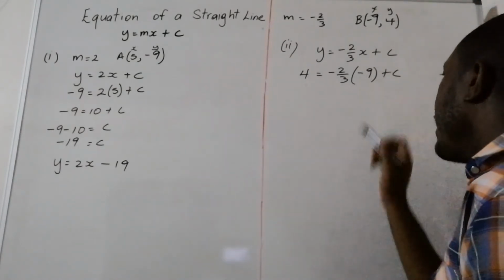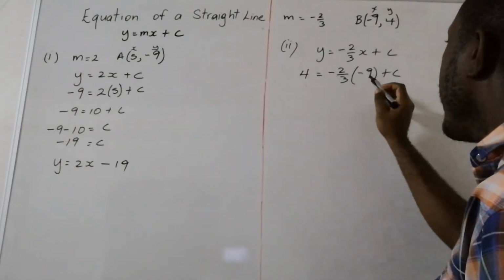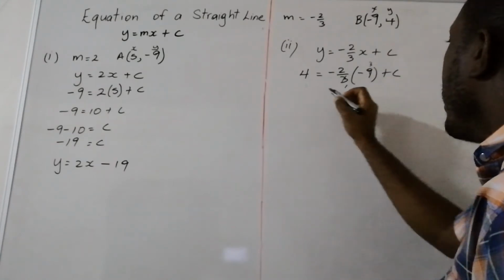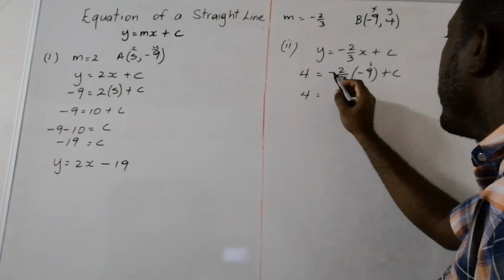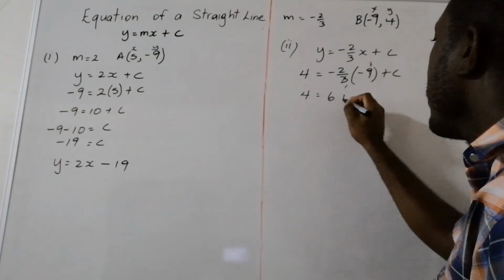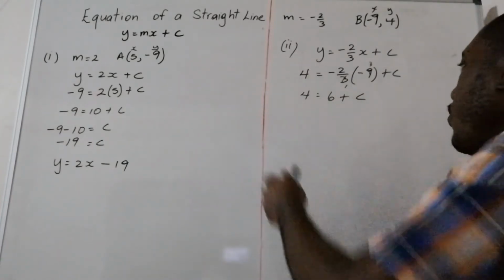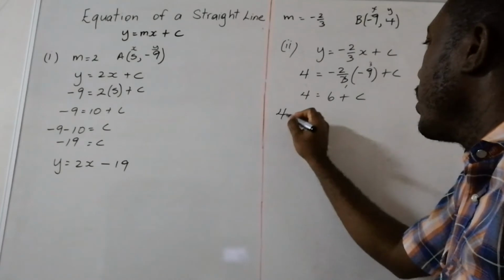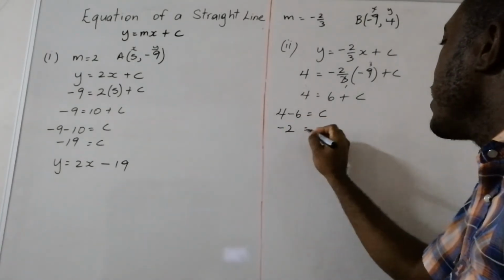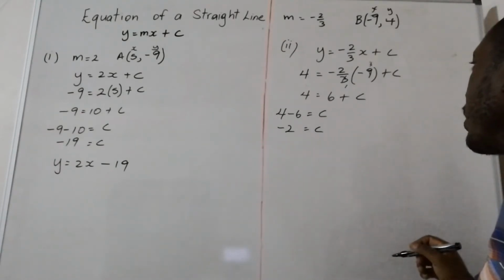So multiplying here, negative 2/3 times negative 9, 1, this will give us 3, and we have 4 is equal to negative 2 times negative 3 will give us positive 6 plus c. Positive 6 plus c. So now we take over our 6. 4 take 6 is equal to c. So negative 2 is equal to c. So the y-intercept is negative 2.